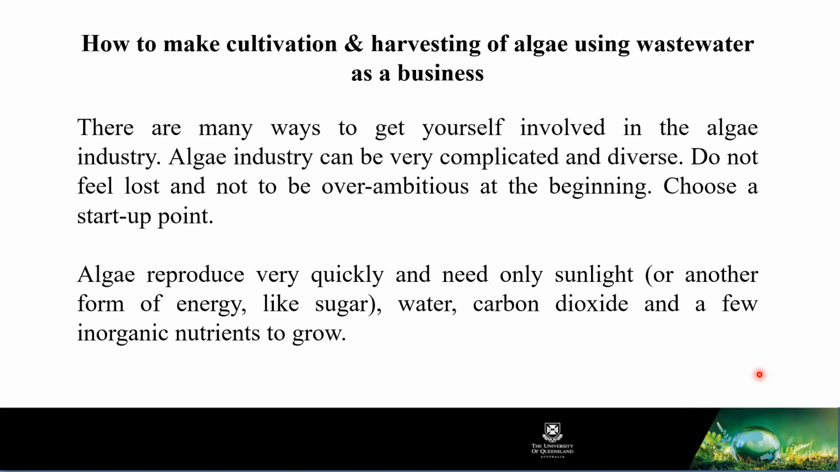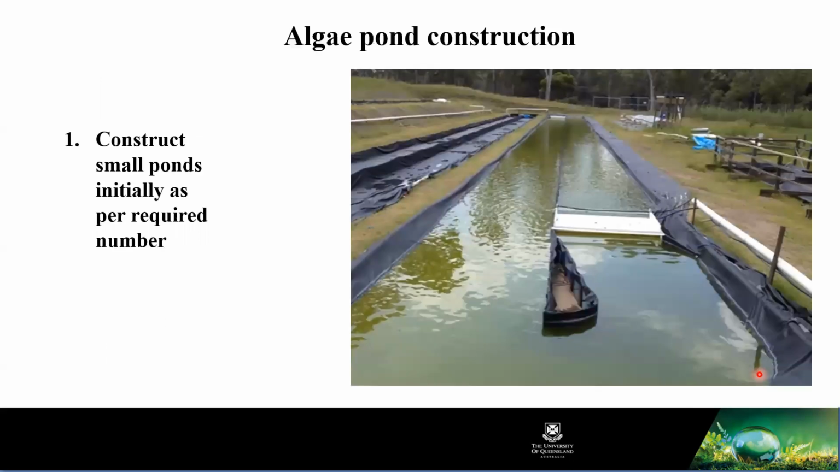Algae industry can be very complicated and diverse, but with a little bit of expertise and training, you can lead the industry. So choose a correct startup point for that. Algae reproduce very quickly and need only sunlight or another form of energy, sugar, etc., water, carbon dioxide, and few inorganic nutrients. Okay. So what are the steps in forming a company, and especially an algae-based wastewater related cultivation system?